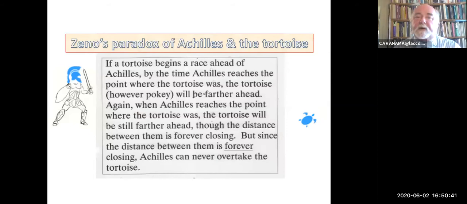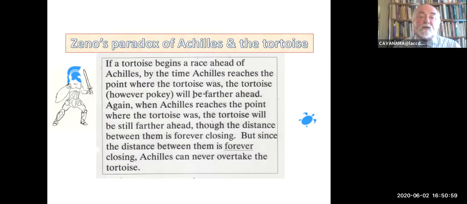Okay, here's one paradox, a famous paradox of Zeno. The paradox of Achilles and the tortoise. If the tortoise begins a race ahead of Achilles, and who was Achilles? Well, he was a great culture hero of the Greeks, fastest, strongest guy. Everybody in Zeno's audience is going to know who he's talking about here. It goes back to the Homeric literature.